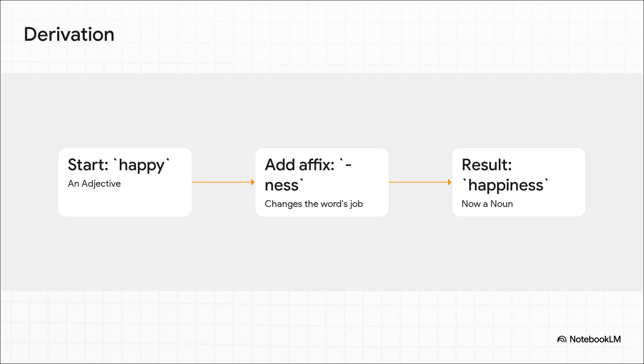This is like a major upgrade. You start with a word like happy, which is an adjective, right? It describes something. Then you add the affix ness, and boom, you get happiness, which is now a noun, a thing. That one tiny piece completely changes the word's job in a sentence, and that's a huge deal.